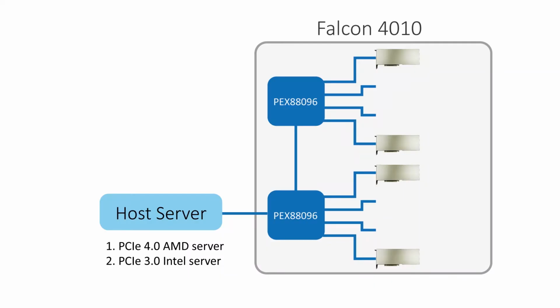In this demo, we are using 8 A100 GPUs, one Falcon 4010 GPU chassis, and PCIe Gen 3 and Gen 4 server of 1 each. The CPUs are Intel Xeon Gold 5120T and AMD EPYC 7442 respectively. We have installed the graphics cards in our expansion chassis and connected the chassis to the two hosts. So the system topology is shown in the diagram.